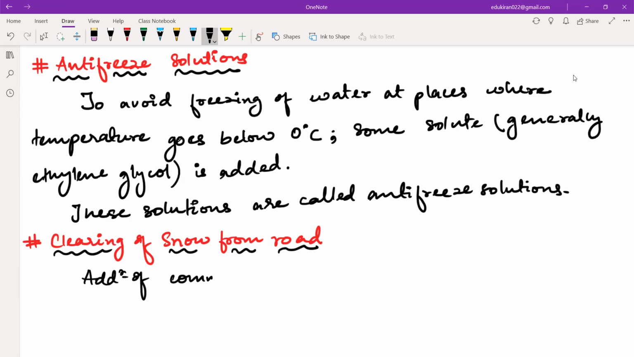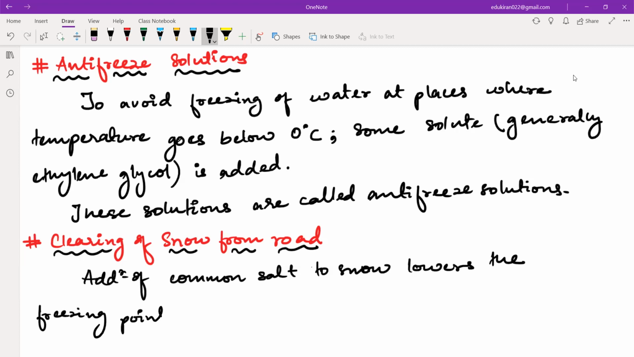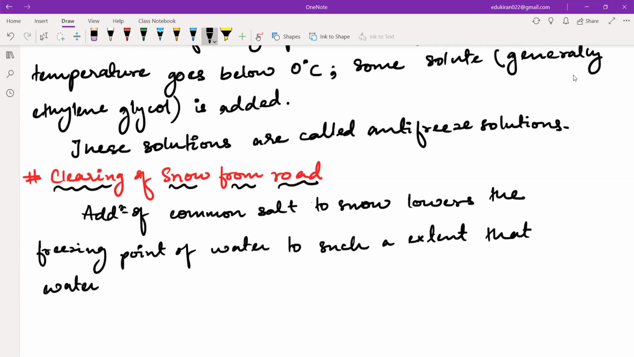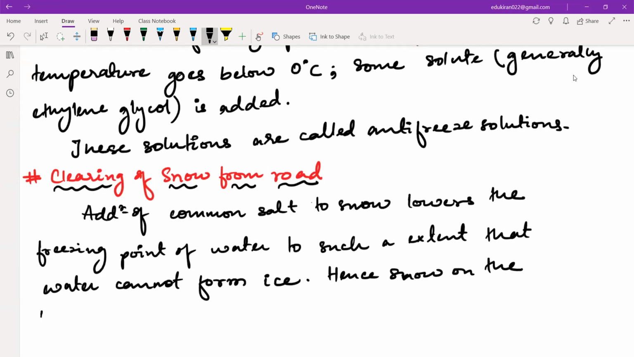Addition of common salt to snow lowers the freezing point of water to such an extent that water cannot form ice, and hence snow on the road melts easily.